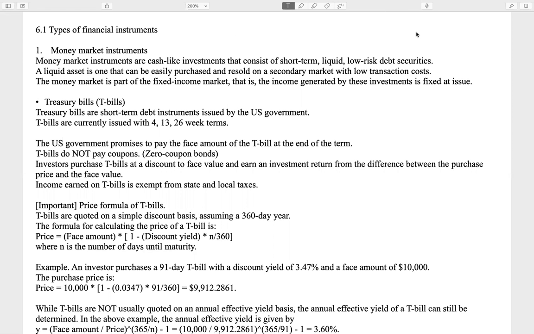Okay, in this video, we're going to start the very last chapter, chapter 6 of this course. We will not finish the entire chapter. We will definitely cover 6.1, 6.2. 6.3, we probably just briefly mention, because 6.3 is stock evaluation.